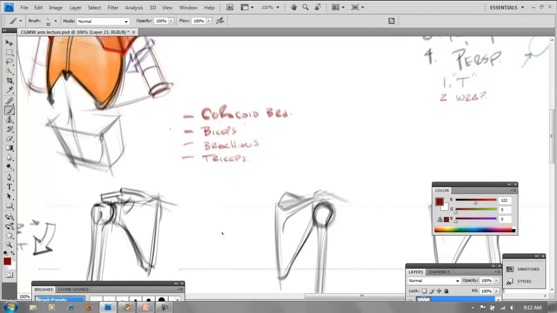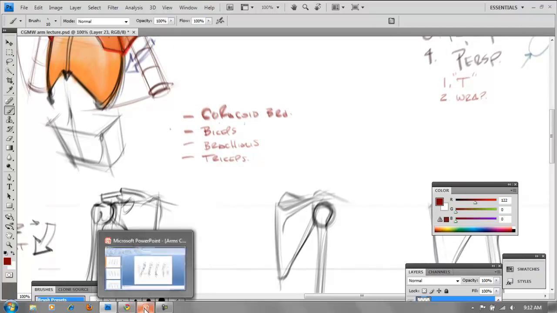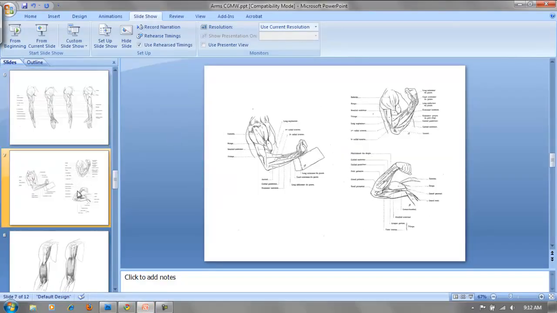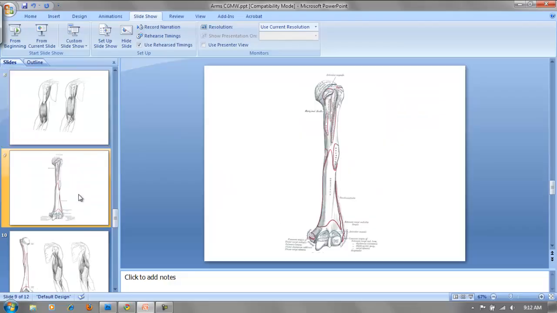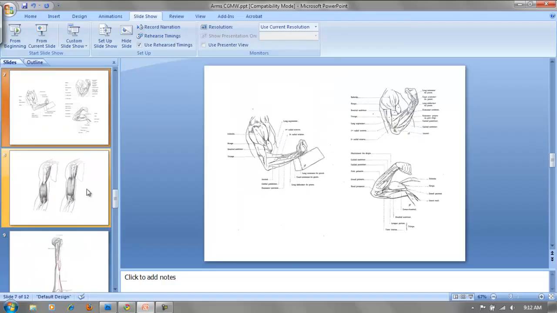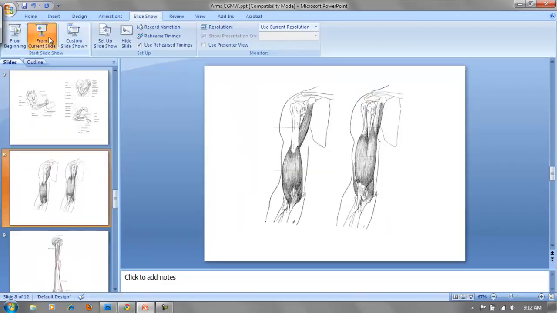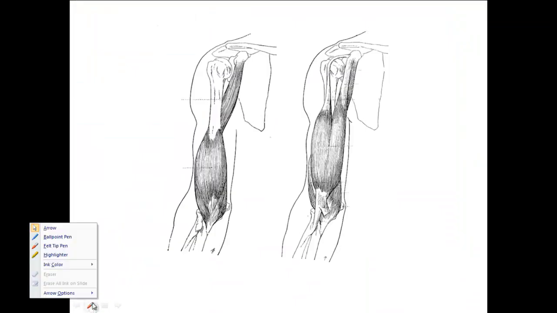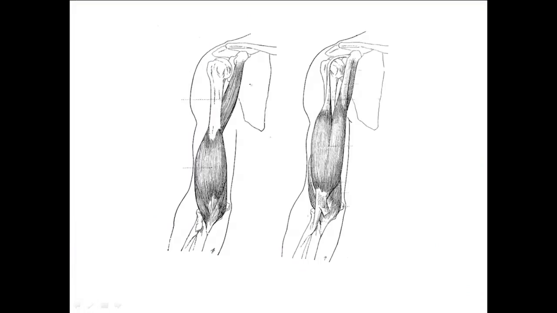Okay, so let's begin by looking at the coracobrachialis, and I do believe that I have some images that we can look for. We'll come back to that in a second. Oh yeah, here we go. This is what I was looking for. So these are the ones that we're going to start out looking at, the under or the interior muscles, and then we'll build on top. This here is the coracobrachialis.